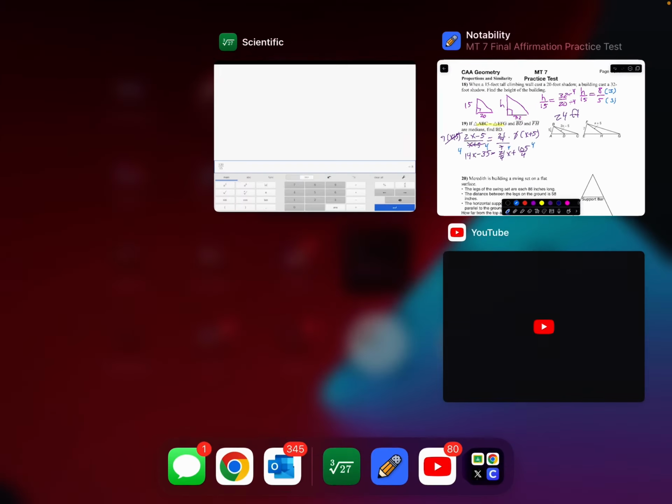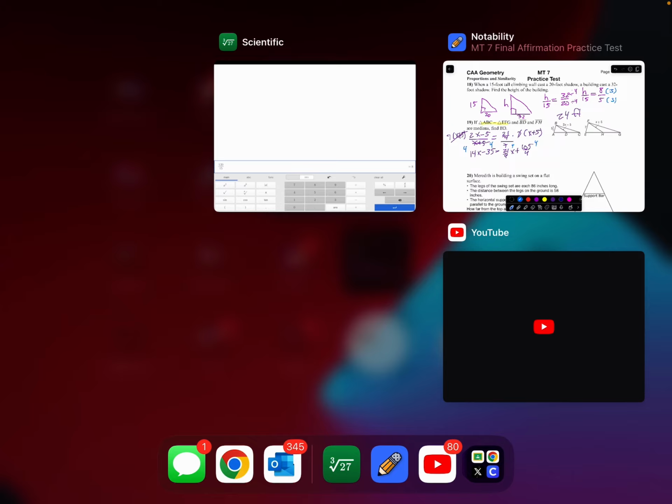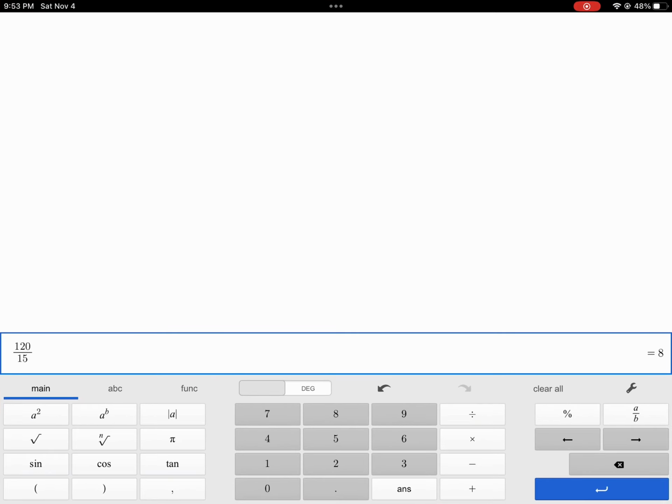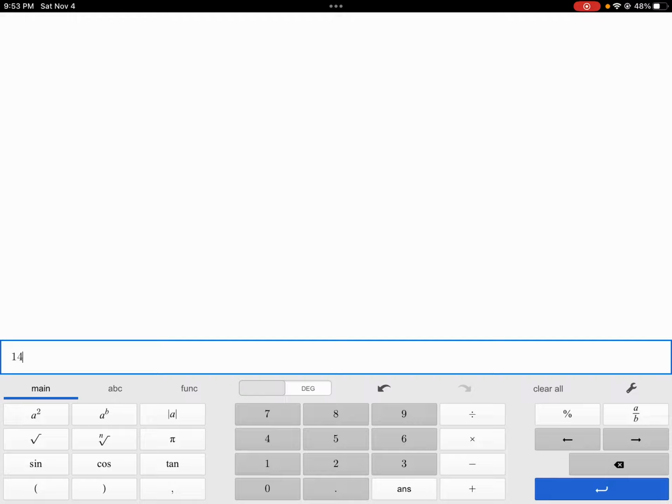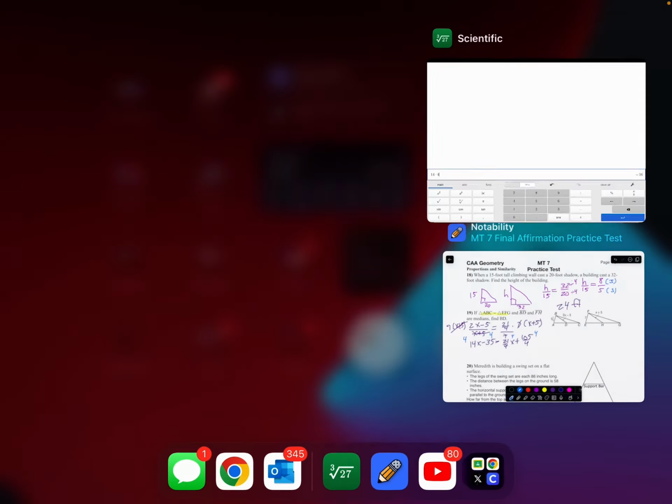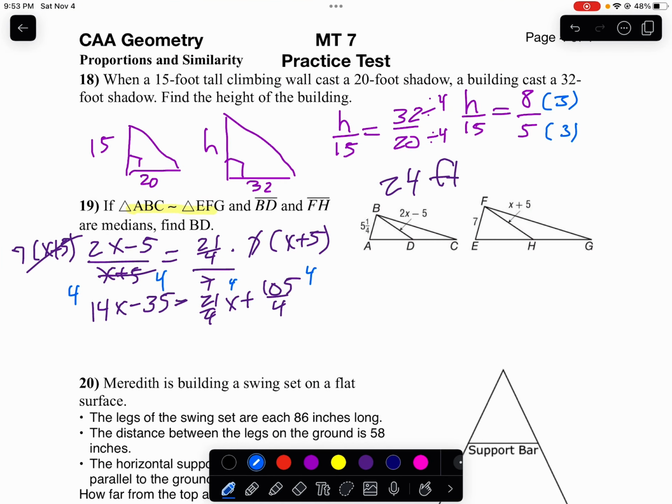14 times 4, I do believe, is 96. But I'm going to type that in there. Oh, I was wrong. It's 56. Wow, I was really wrong on that. Glad I put that in there. So it's 56x minus 140 equals 21x plus 105. Well, let's get all the x's on the same side.